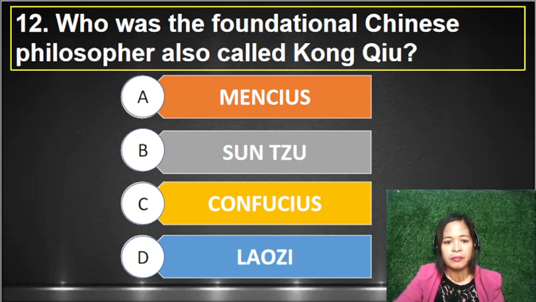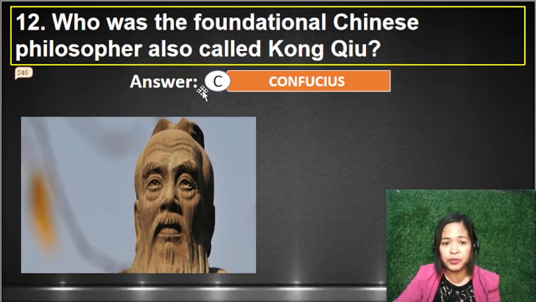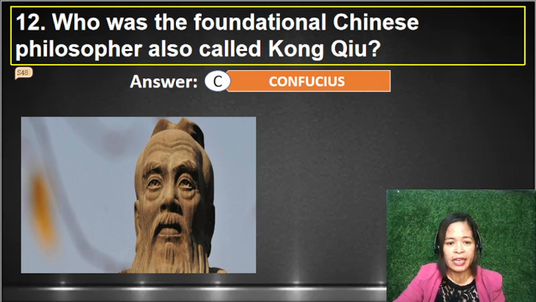Number 12, who was the foundational Chinese philosopher, also called Kong Choi? A. Mencius, B. Zhuangzi, C. Confucius, and D. Lao Tzu. The answer is Confucius. Okay, so he was the foundational Chinese philosopher who is also known as Kongchu. He was a Chinese philosopher, a teacher and political figure, and his teachings focused on creating ethical models of family and public interaction.